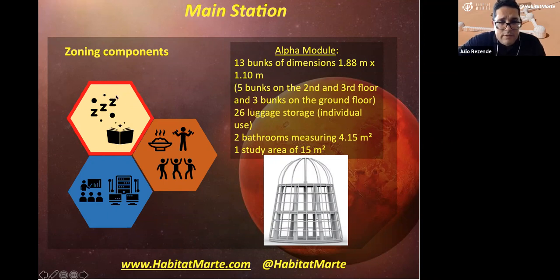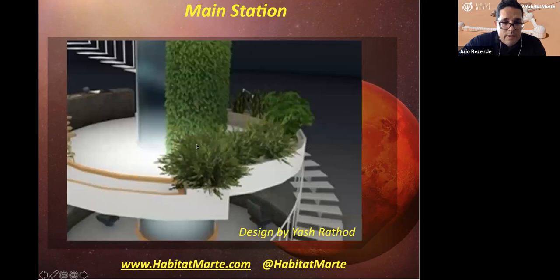In this case, the alpha module presents some characteristics like some hostels, when we have bunks for the guests, for the astronauts. In this case, we have in the middle some greens here, some plants.